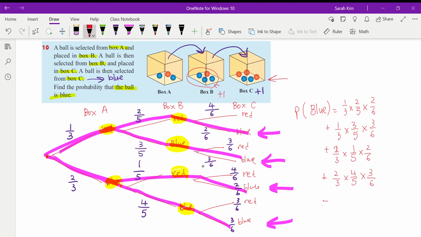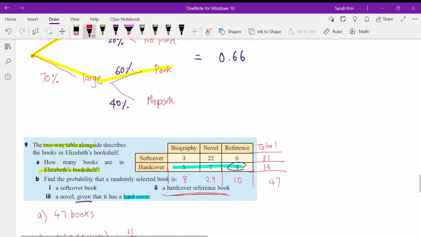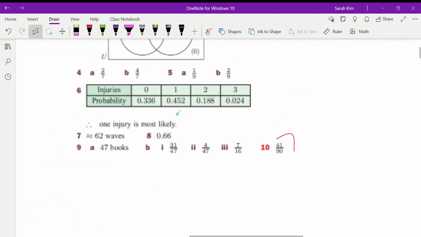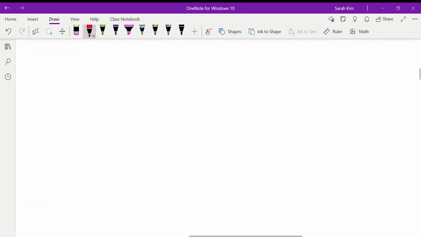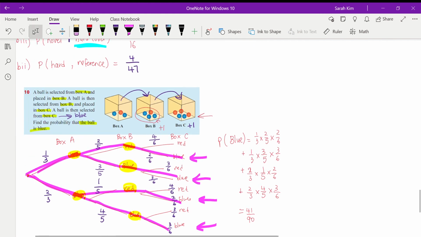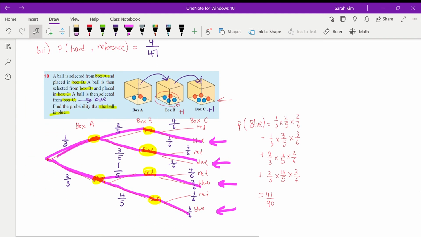So I get 41 over 90. I'm just going to double check my answer. So 41 over 90. Done. That's it. I did explain this question pretty quickly, but hopefully you understand what it was asking for. It doesn't ask to find the probability that the ball is blue, so I just read that as the final ball that is selected is blue. So that's why we got this. And done.